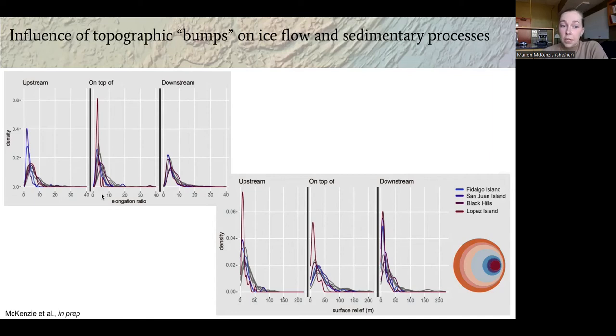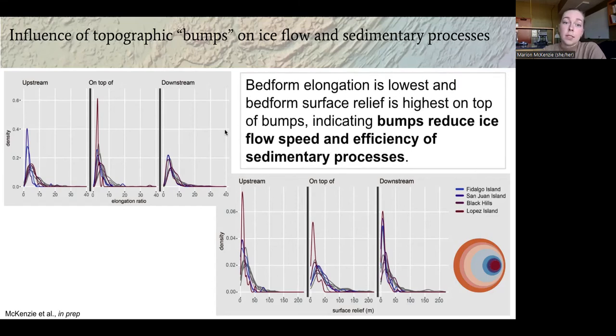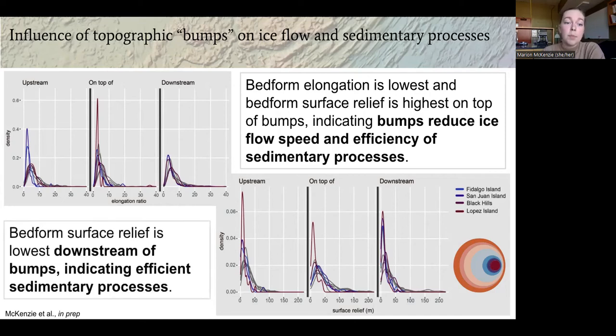When we look at elongation ratio across the bumps, as ice moves on top of the bump, the elongation ratios of the bed forms become shorter, indicating that ice is slowing down as it moves on top of the bump. So these two density plots are showing us that bumps generally reduce ice flow speed and efficiency of sedimentary processes across all of these sites. And bed form surface relief is lowest downstream of the bumps, indicating efficient sedimentary processes in the downstream environment after ice has gotten past this topographic barrier.